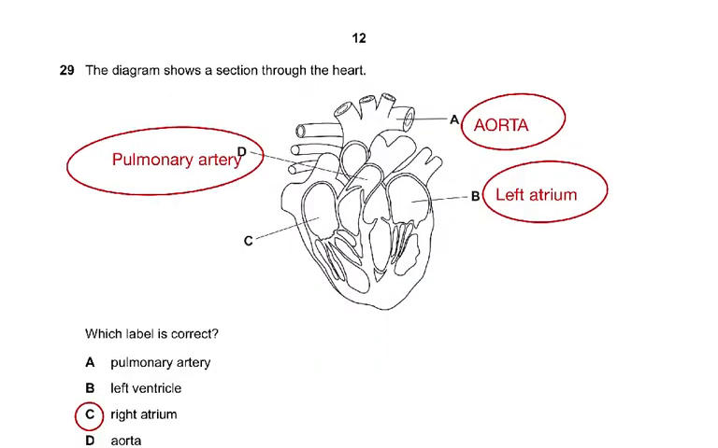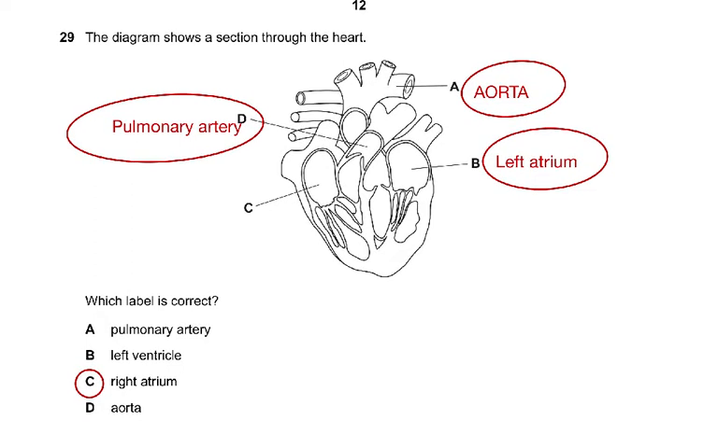Then we have question number 29. The diagram shows a section through the heart, labeled A, B, C, D. I've labeled that for you. And then of course it says which label is correct.